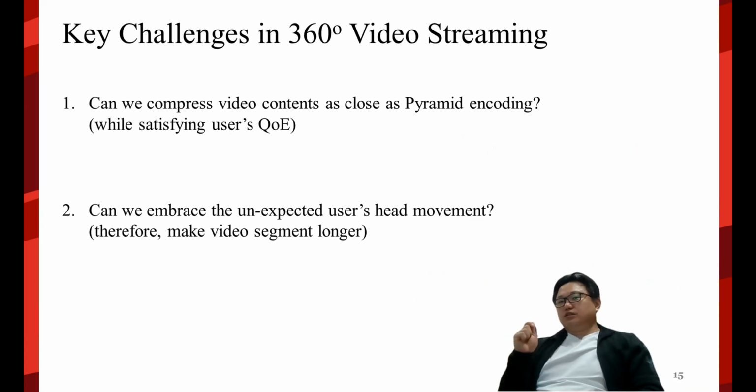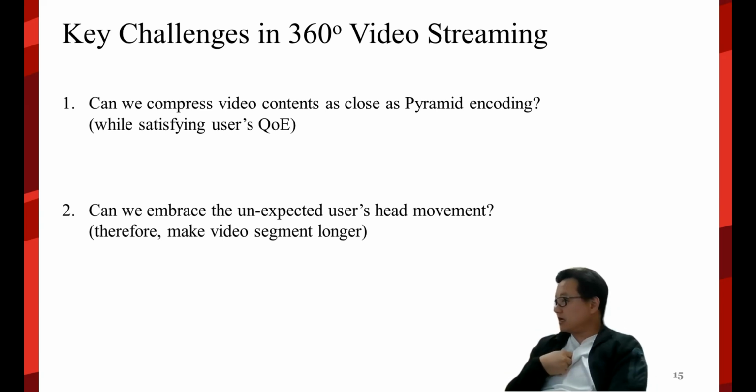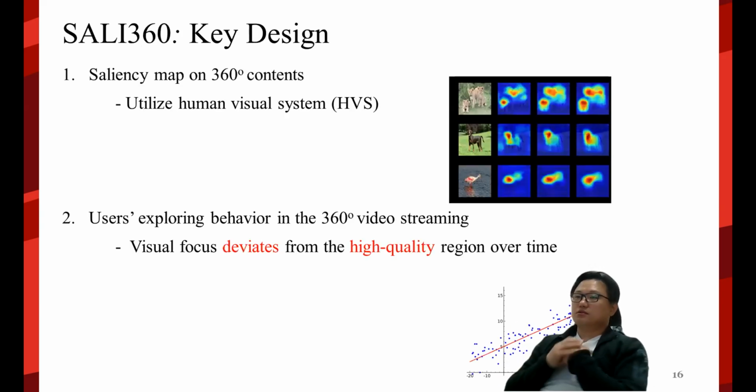So our challenge is, can we compress the video content as close as video encoding? Why? Because I can save huge amounts of data. Can we embrace the unexpected user's movement, which means even when I turn around, I want to see high quality, or maybe I want to perceive it as high quality? How can I do this? That's the answer of this paper. So let's look at this.